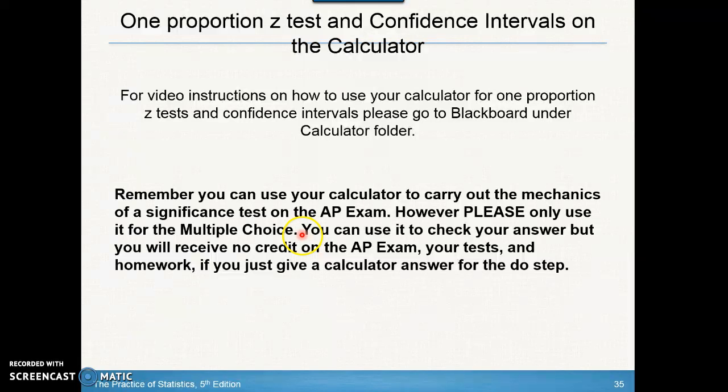However, also for the free response, I would absolutely use your calculator to get the answers, but just use it as a check to make sure that your answers are correct. I would have your calculator do the calculations for you in the 1 proportion z-test and confidence interval portion. Then you know you're not doing anything incorrectly. Just make sure that you have your correct numbers plugged into the formula. But if you do that, that's totally fine. Just make sure that you show your work, because if you don't, on the AP exam and on your tests and your homework, if you just give a calculator answer for the do step, you won't receive credit.